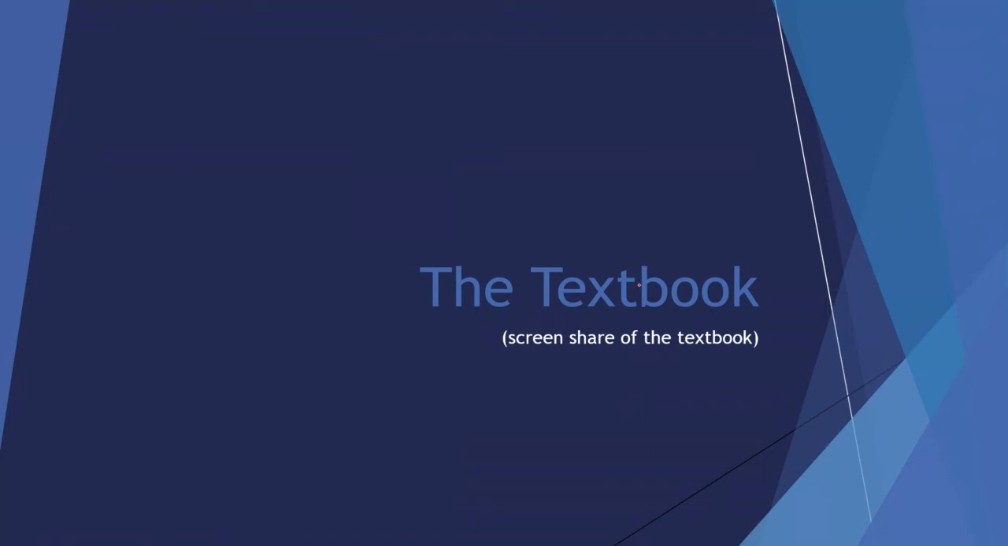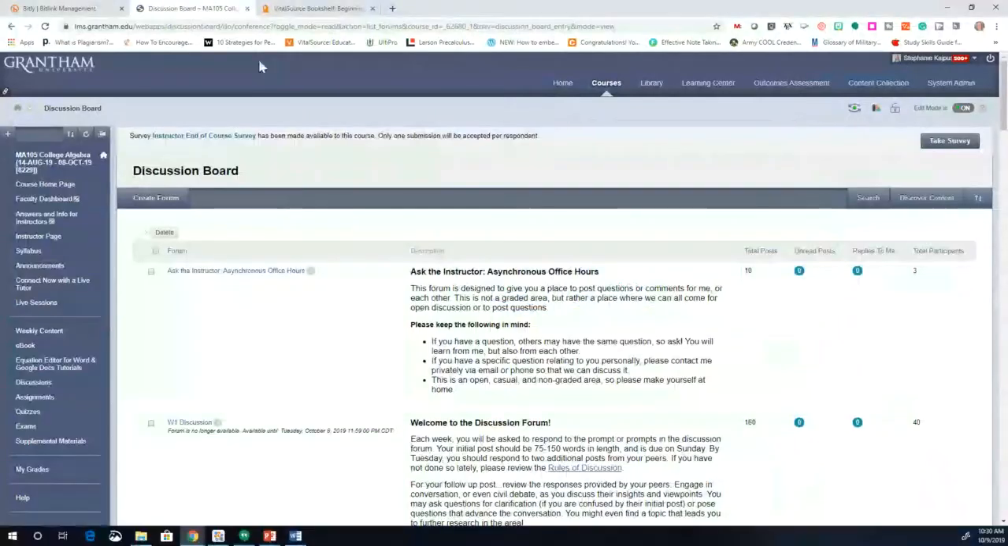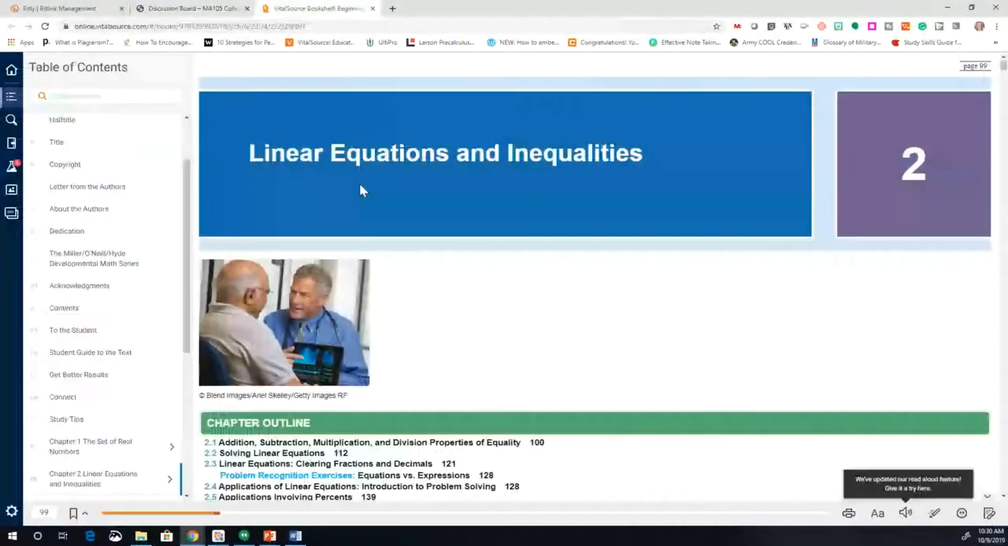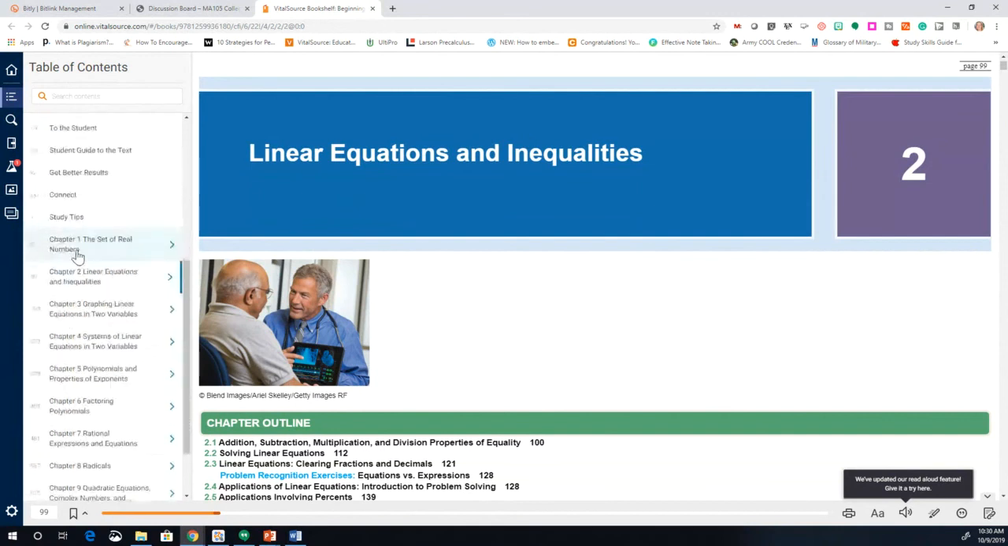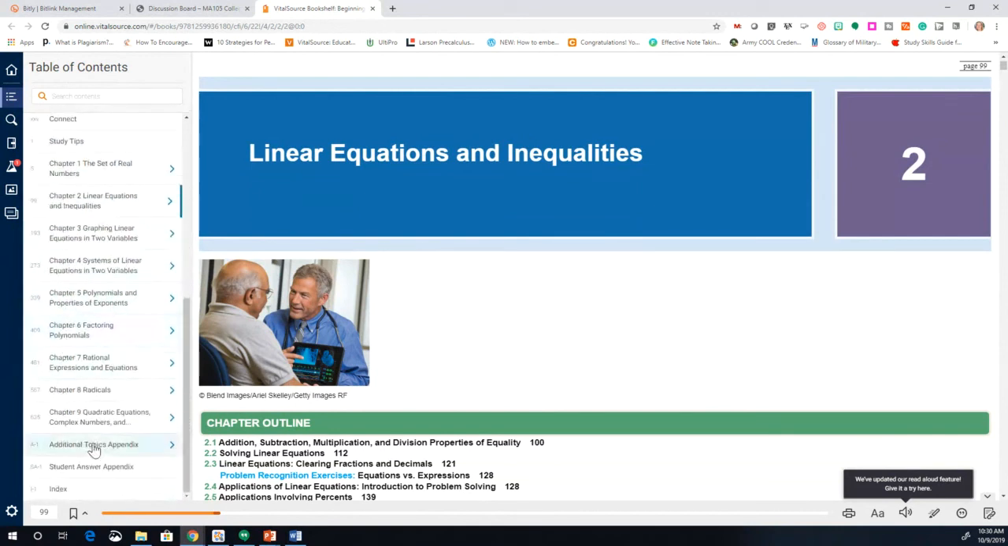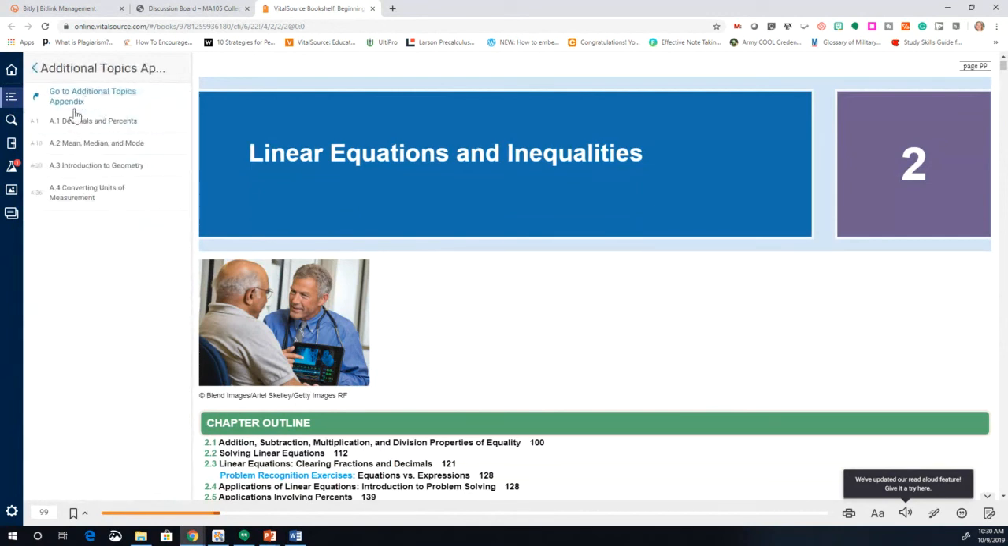So let me bring up, and I should, let's see, I already have the textbook open here. So the textbook opens in Vital Source, and Vital Source does have an app that you can download so that you can have it for offline use. And so this is your table of contents. We are reading one section from the appendix, decimals and percents.